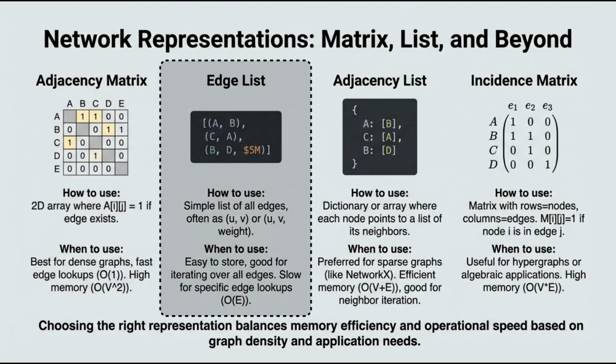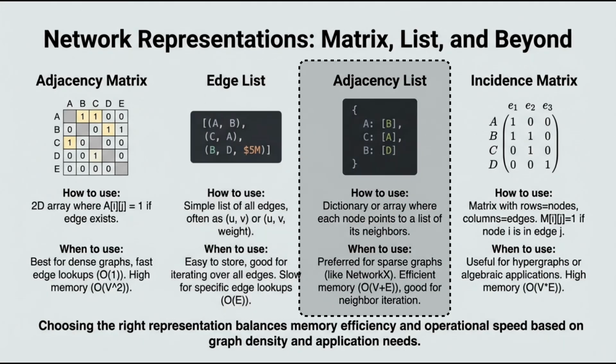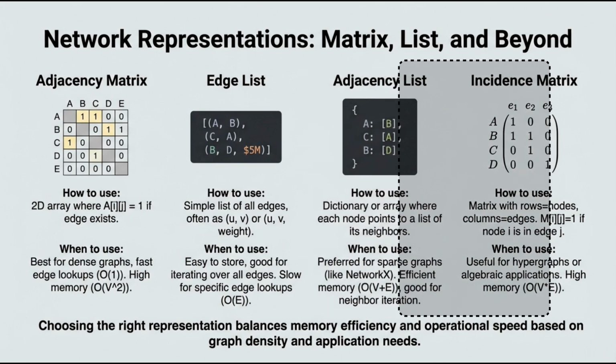The edge list is simpler. It stores the graph as a list of connections, often written as pairs or triples like source, target, and weight. That makes it easy to store and iterate through all edges, which is why it is common in financial datasets. The adjacency list stores, for each node, the list of its neighbors. That is usually more memory efficient for sparse graphs.